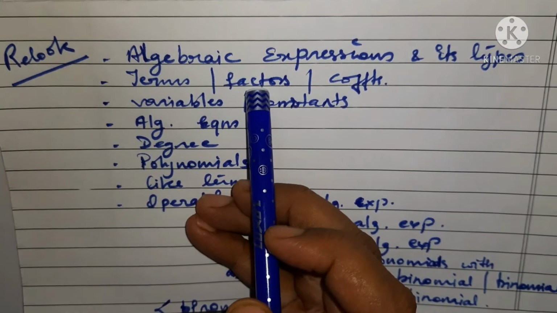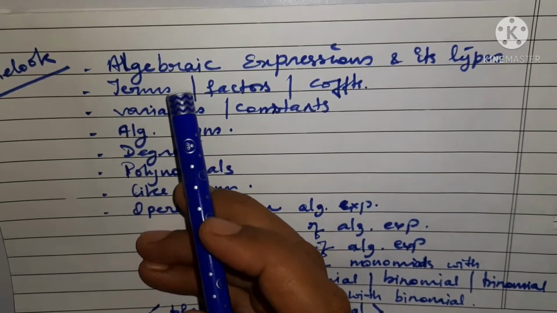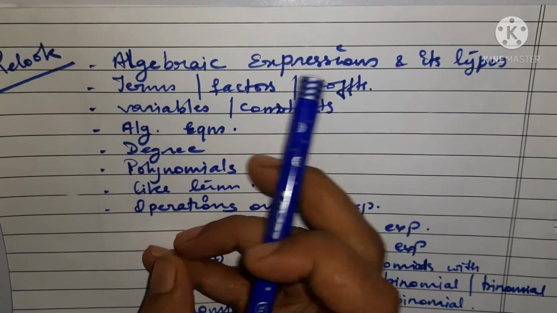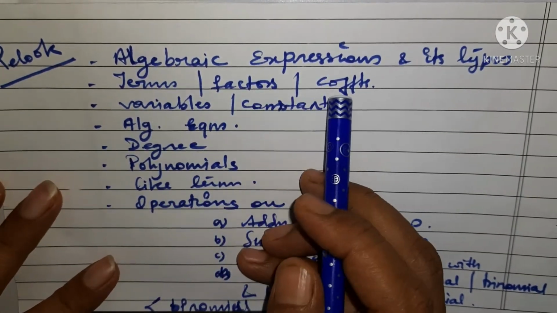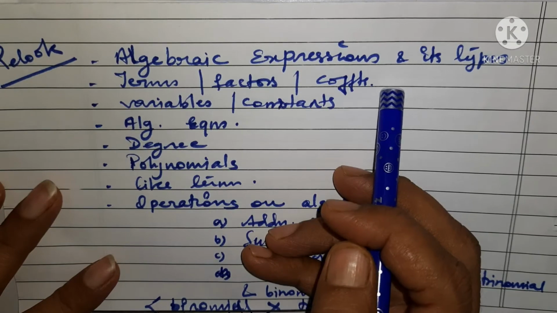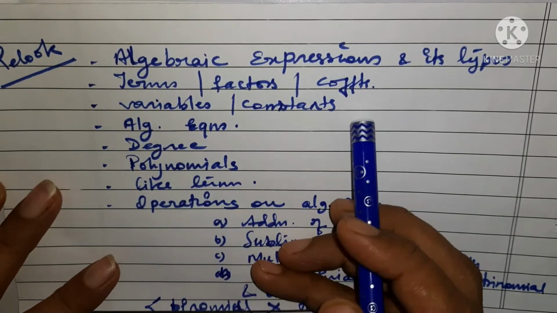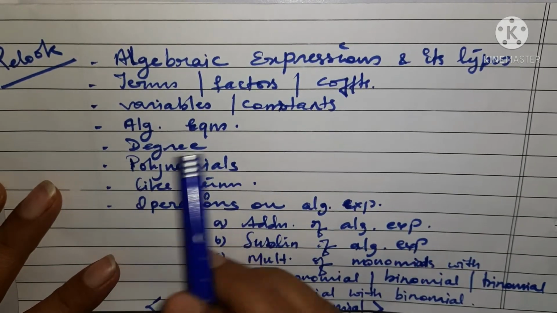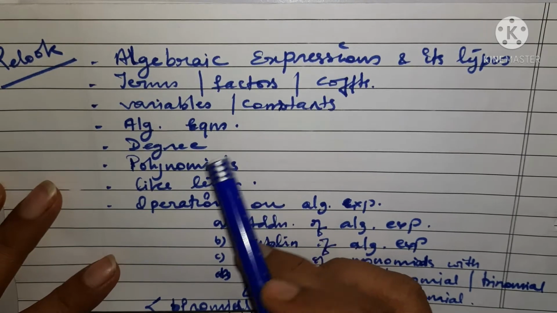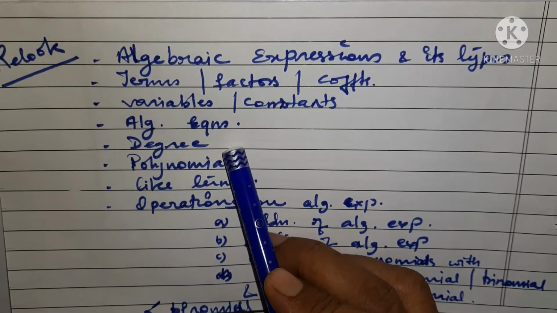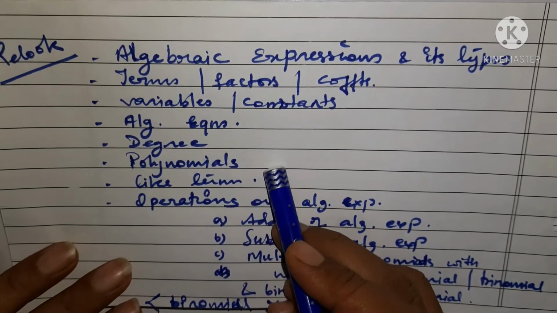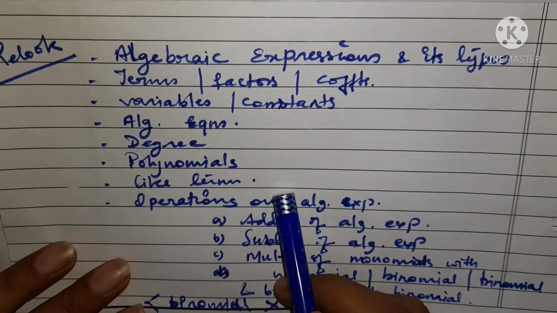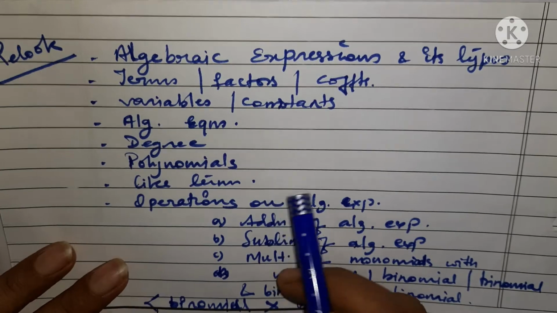Let's look at what we have done in our previous sessions. We have done algebraic expressions and their types. We have gone through the terms, factors and coefficients of algebraic expressions. We have also seen what variables, constants and algebraic equations are. We came to know what the degree of an expression is, what polynomials are, what like terms are, and why we need like terms.